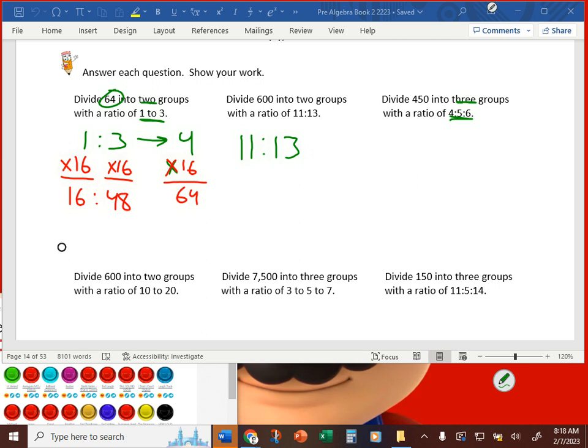Nolan? 24. 11 plus 13, right? So how are we going to get from 24 to 600? What do we have to multiply 24 by to get to 600, Josie? By 25. There's our scale factor, right? 24 times 25 is 600.